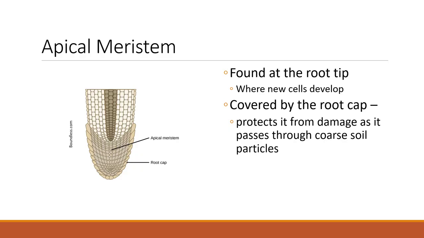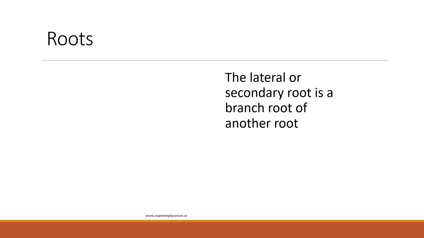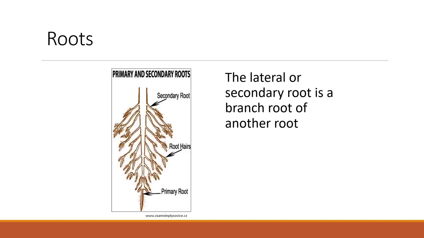The apical meristem is found at the root tip. That's where new cells develop. And then it's covered by a root cap that helps protect it from damage as it passes through soil. So secondary roots are a branch root of another root.